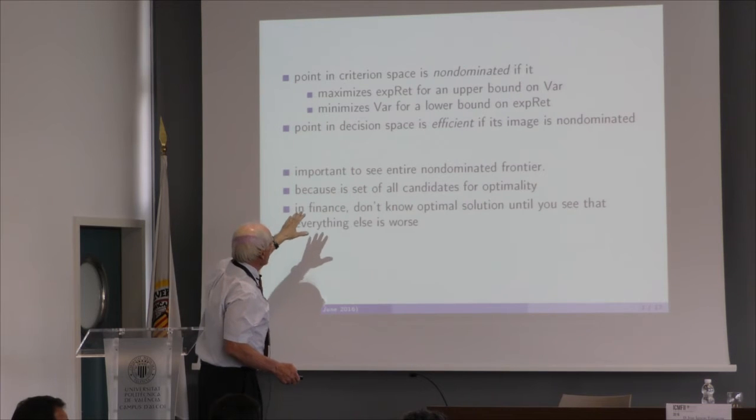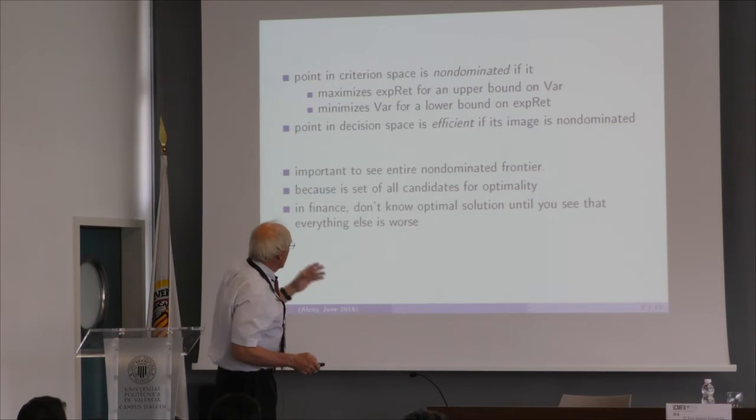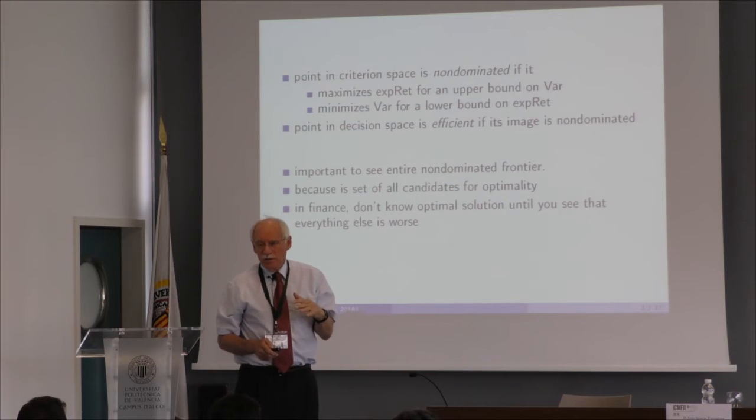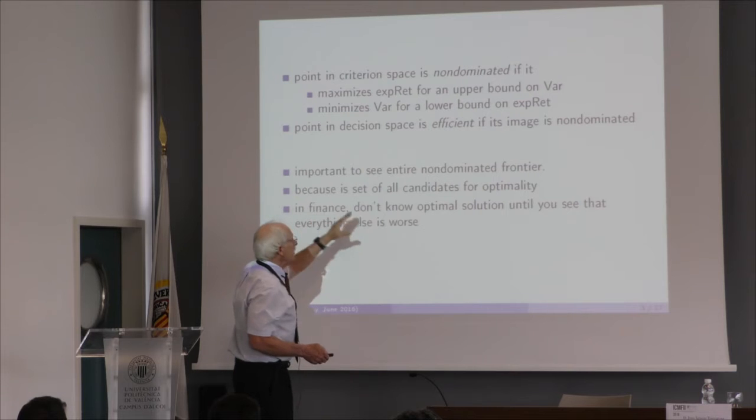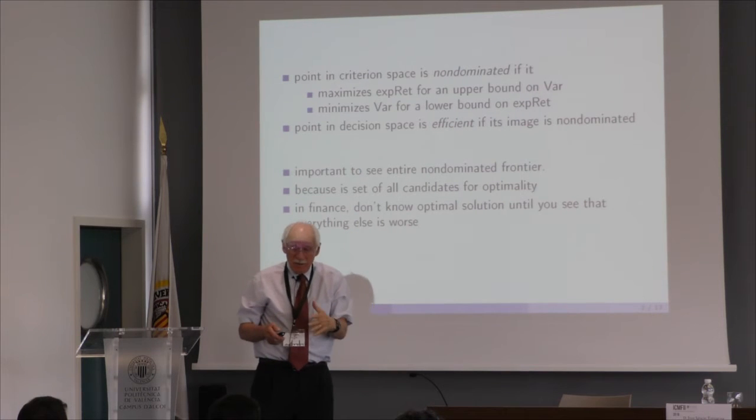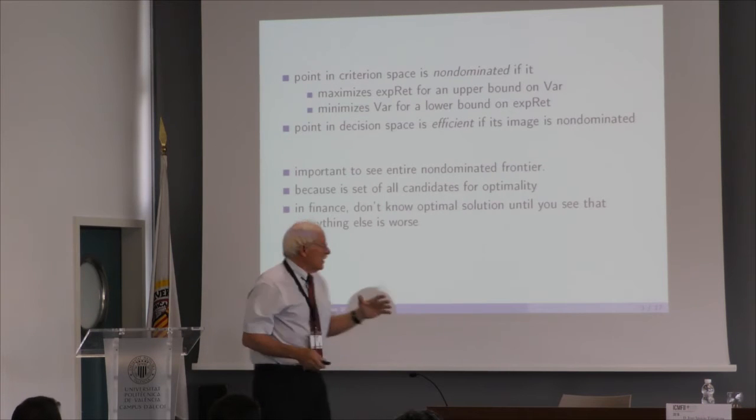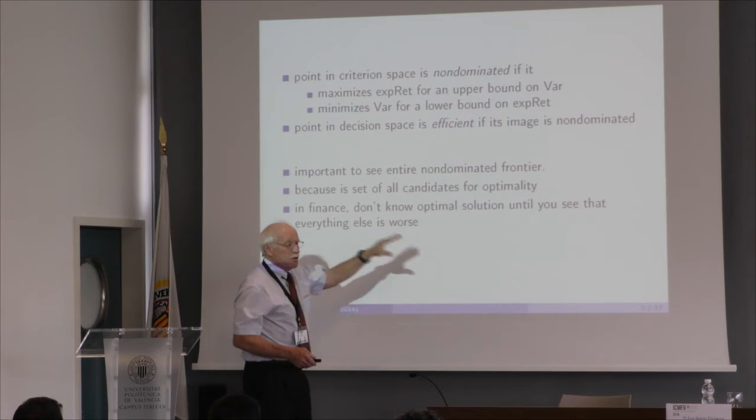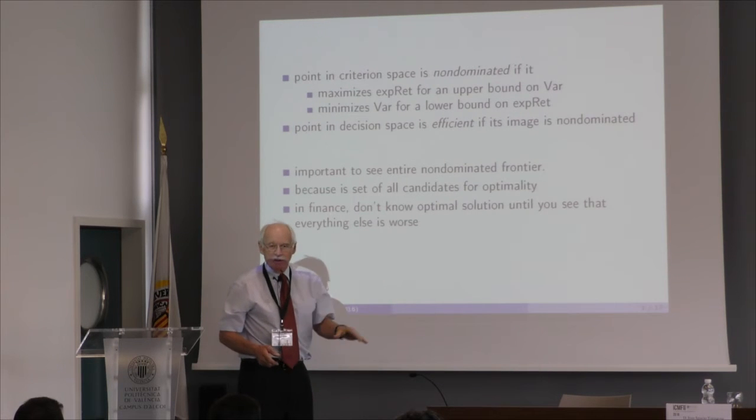Now in finance, at least in certain areas of finance, it's important to see the whole non-dominated frontier when trying to make a decision. And why is that? Well, there are two reasons. One is, it's nice that the non-dominated set shows all candidates for optimality. But there's another reason, and that is, many times in finance, a person will not agree to a solution being optimal unless they can see and be convinced that everything else is worse.